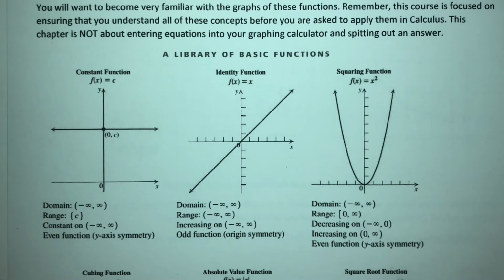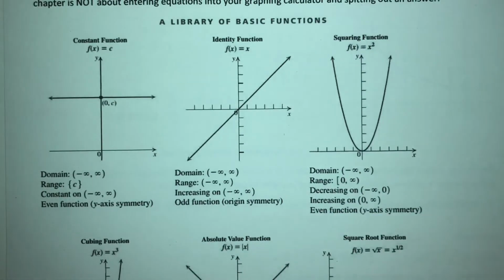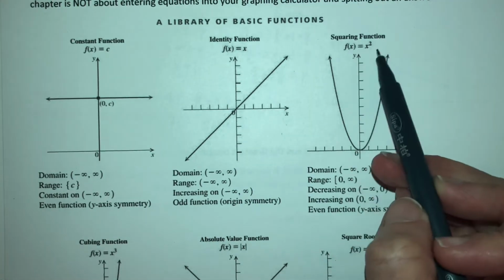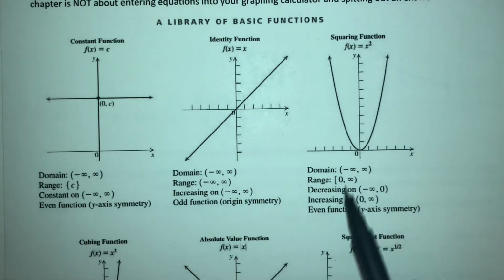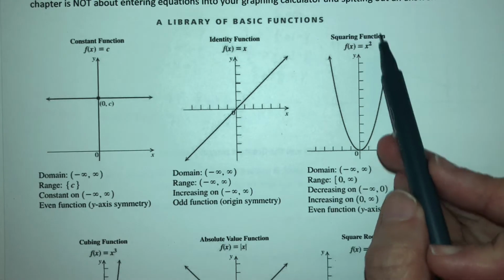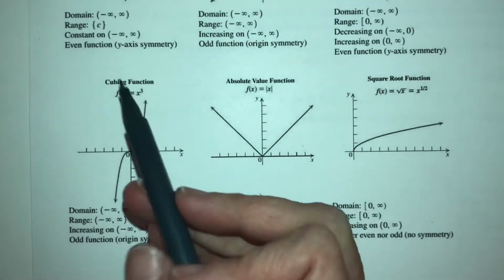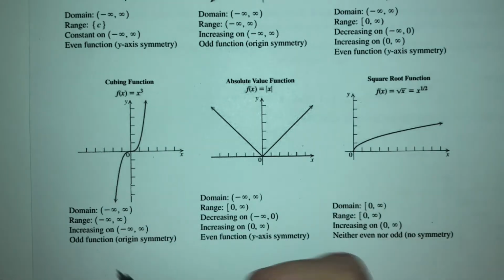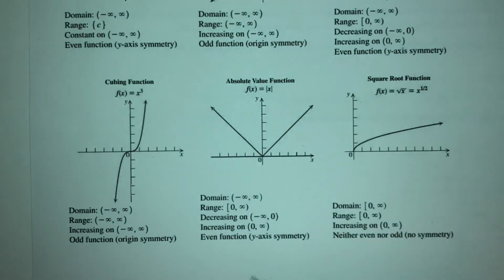Okay? And then very quickly, just talking about the rest of these, I don't think you're going to have any trouble understanding what these things are telling you. We have the x squared function, which is a parabola, and it is even, as you would expect, with an even exponent there. You have the general cubic equation, which looks like this. And it is an odd function, as you would expect, with an odd exponent there.